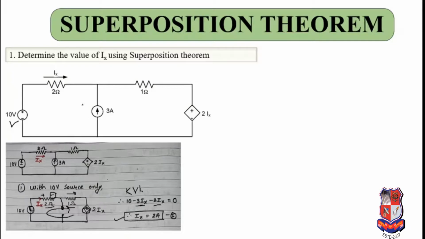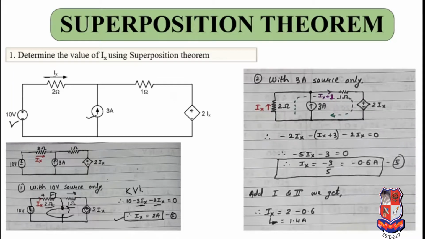Now similarly we have to calculate Ix for the 3 ampere source. Consider this circuit, where the 10 volt voltage source is short circuited and the current source is kept. So you can see this Ix current is coming to this node, and to this node the 3 ampere current is also coming. It means that over here the current that will flow is Ix plus 3.